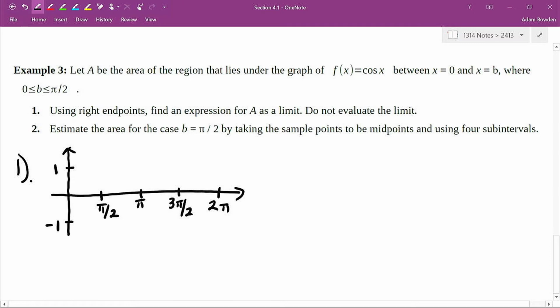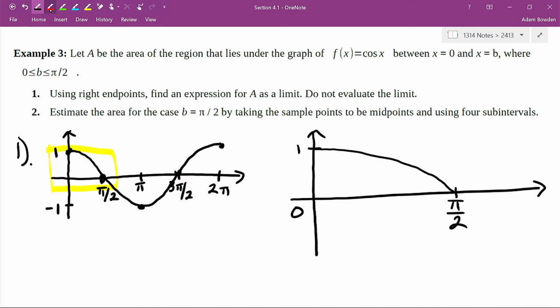Now, it's helpful to recall what the cosine does. Its graph starts at 1, goes down to 0, and comes back up to 1 again as we move between 0 and 2 pi. Let's zoom in on the area here from 0 to pi over 2. In between there, we'd like to position the number b. It can be anywhere from 0 to pi over 2.